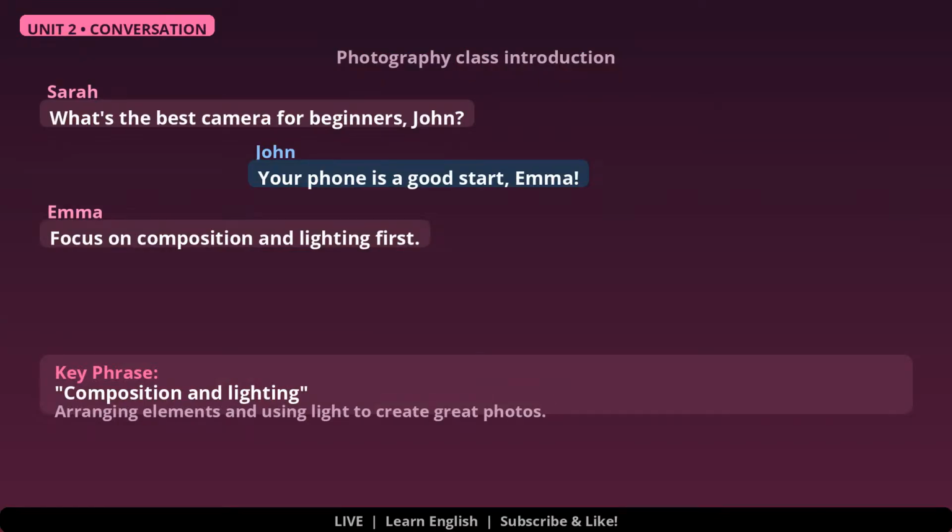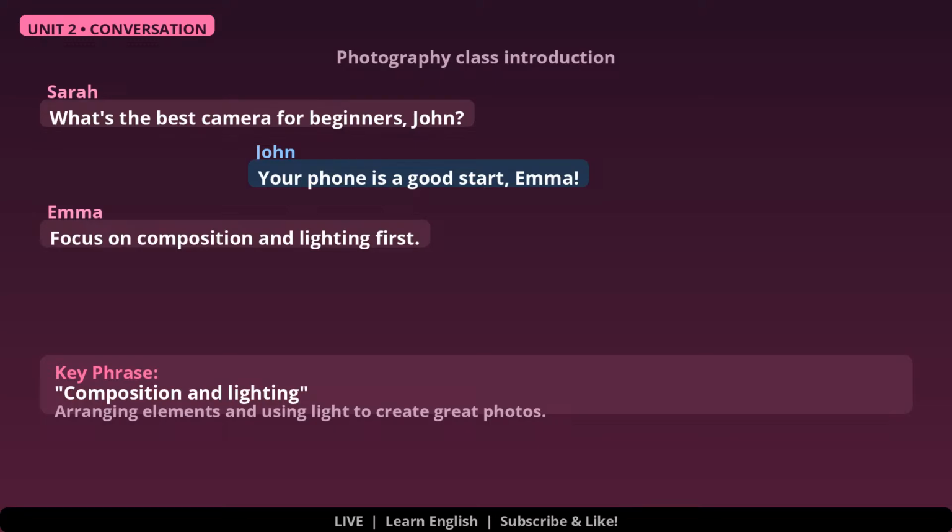Here's a real conversation example. Situation, photography class introduction. Sarah says, what's the best camera for beginners, John? John says, your phone is a good start, Emma. Emma says, focus on composition and lighting first.